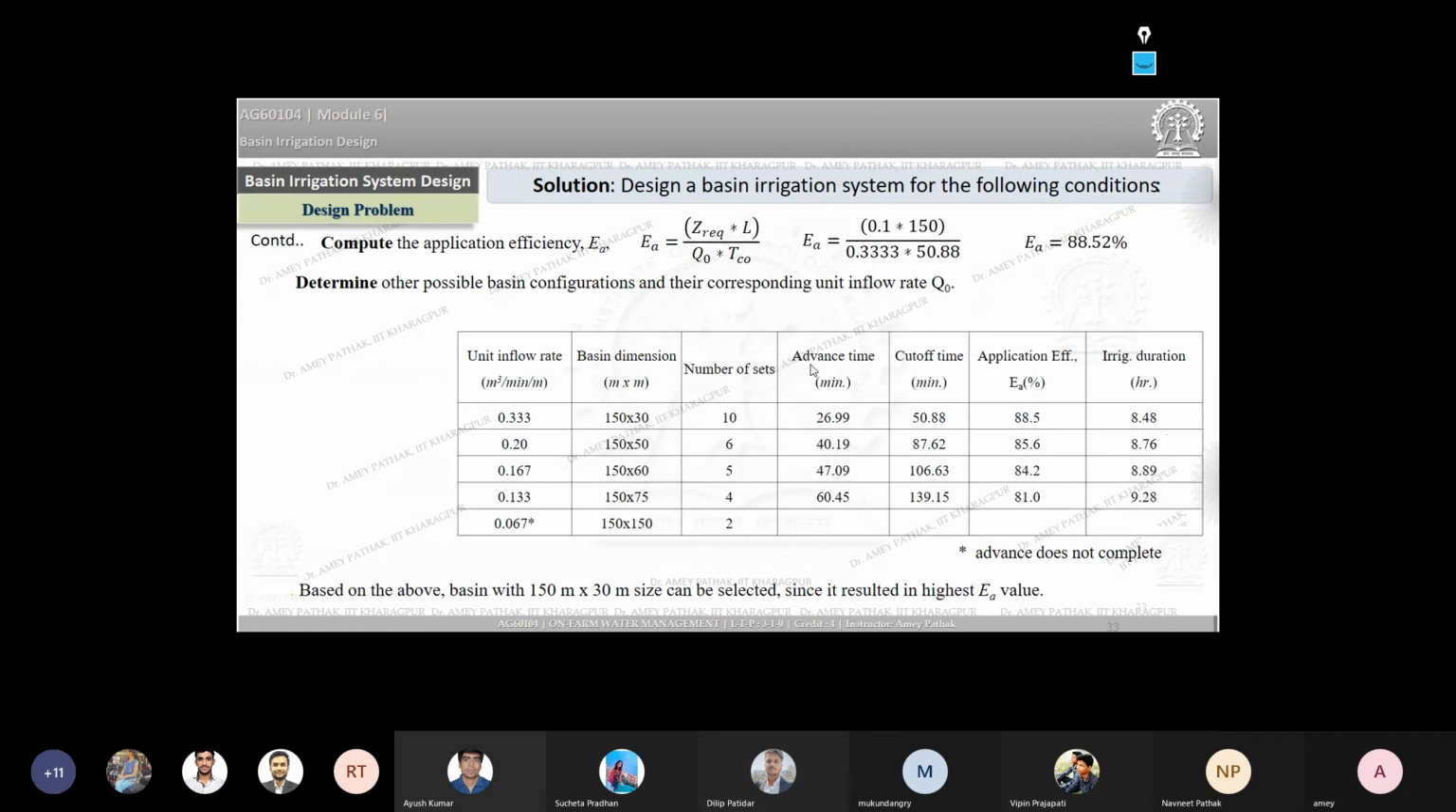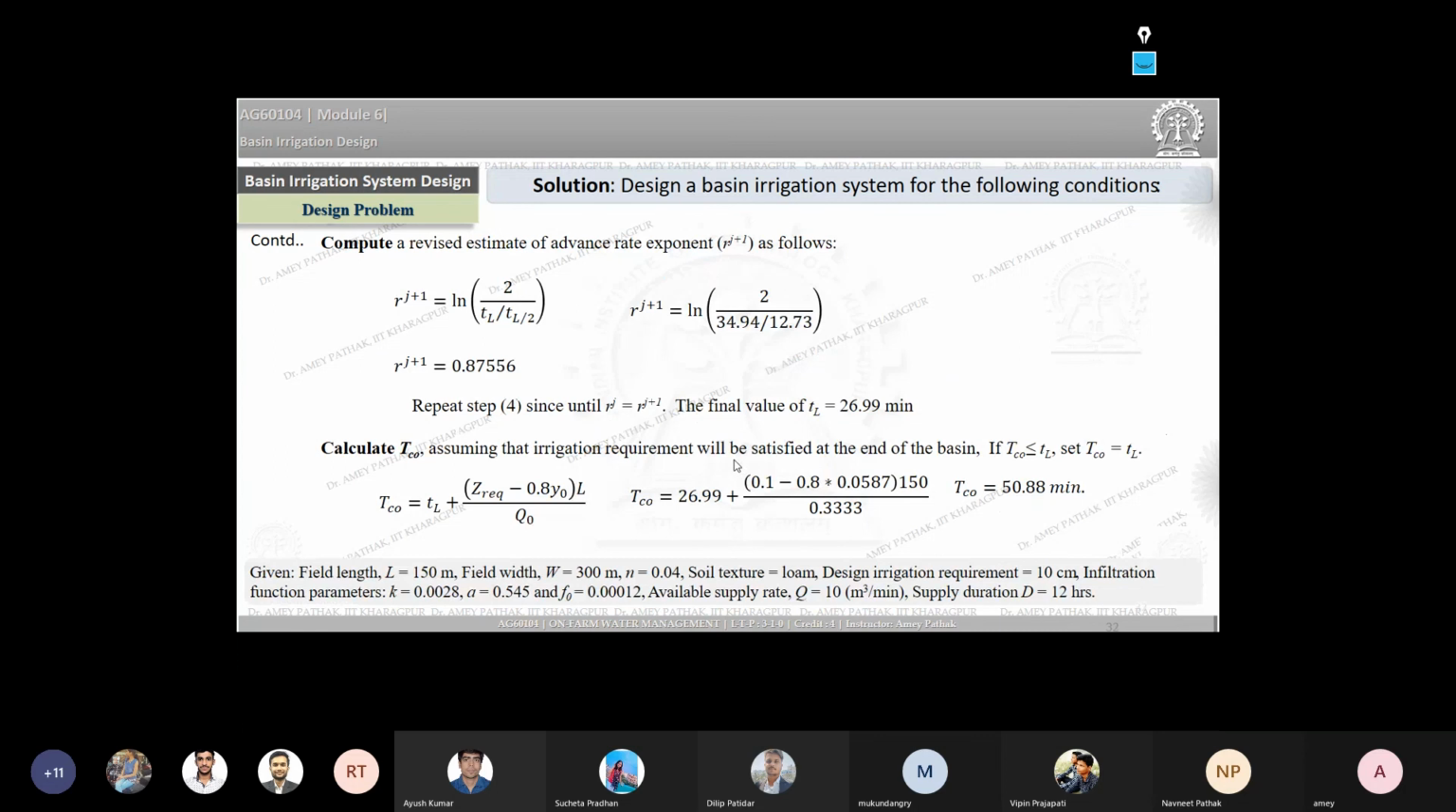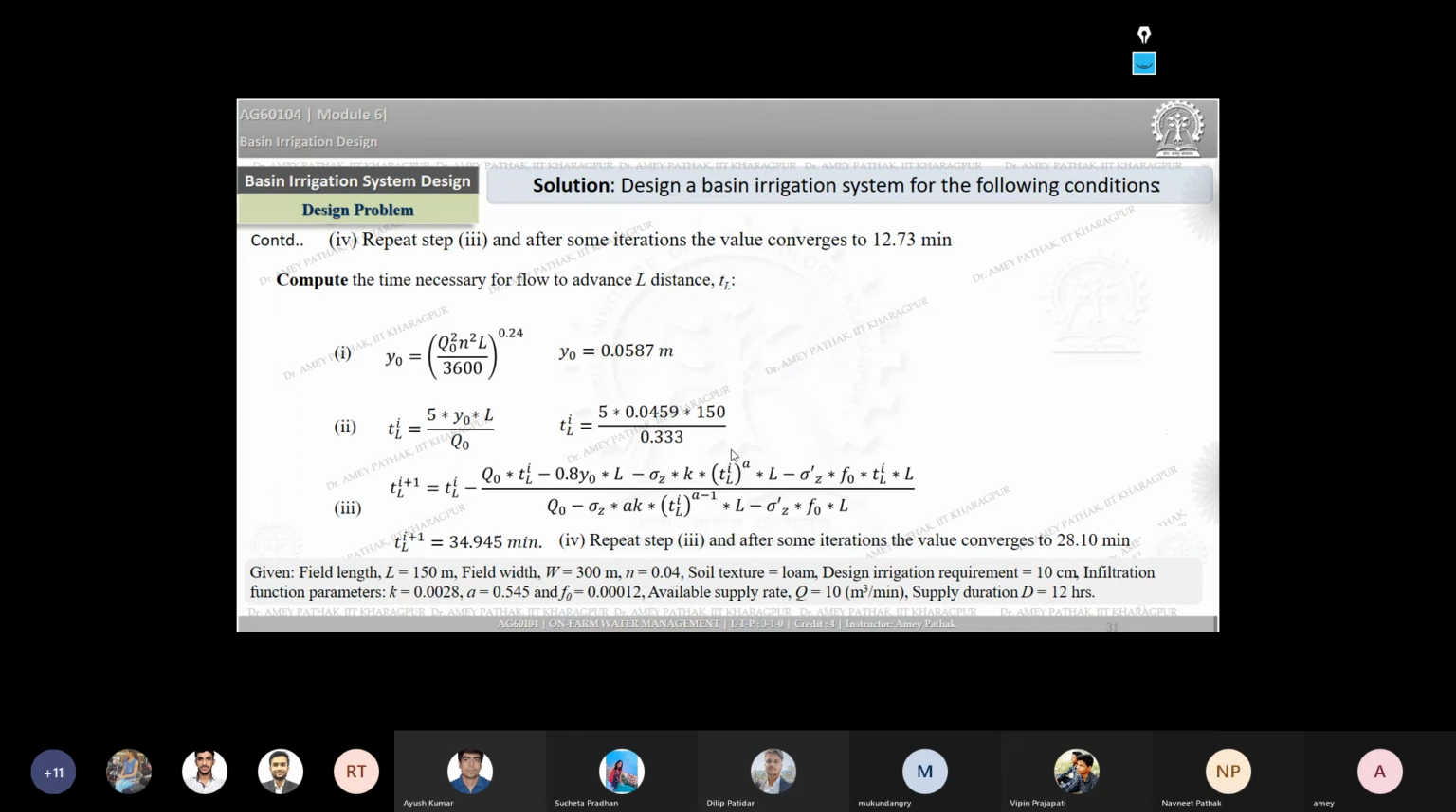So this is basin irrigation. The design process will remain the same. It's not about how many numericals you have; the concept is important. What are the steps? What is the first step? The first step is to find out what should be your Q max. What is your upper limit of supply?